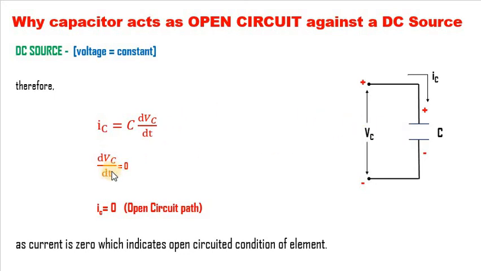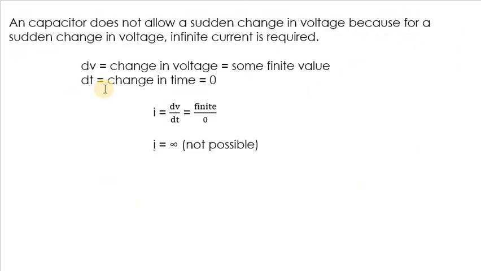Now as dVc by dt is 0, Ic will also be equal to 0, and Ic equal to 0 is giving us a hint that the current through this capacitor is 0 in this condition, and 0 current through a branch indicates that it is an open circuited path. So as the current is 0, it is indicating an open circuited condition for an element, and that's why we say that a capacitor always acts as an open circuit whenever it is connected across a DC source.